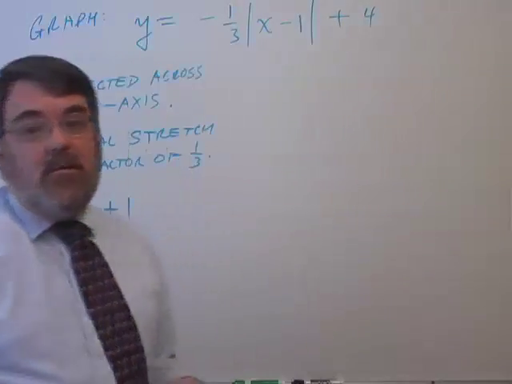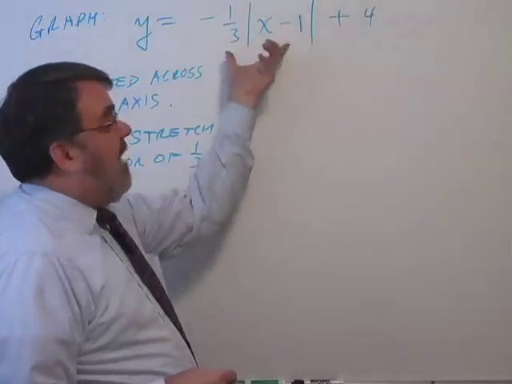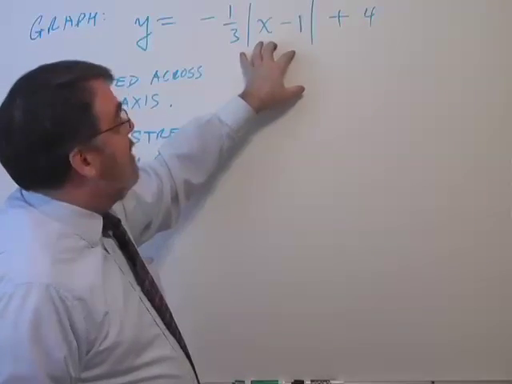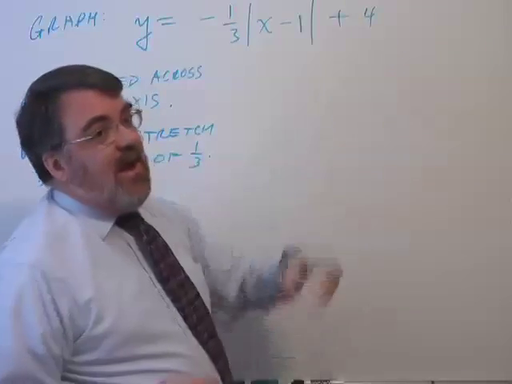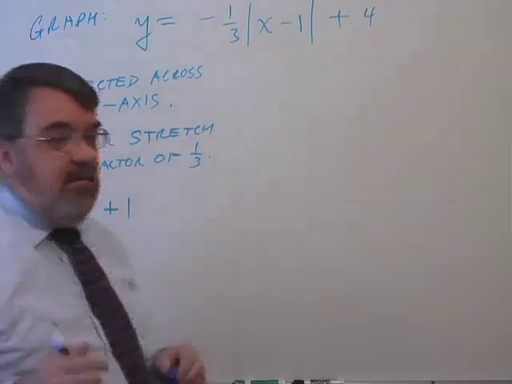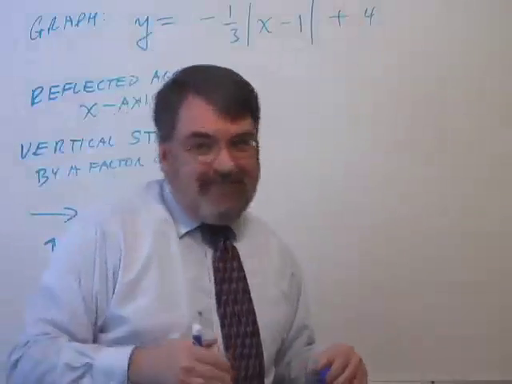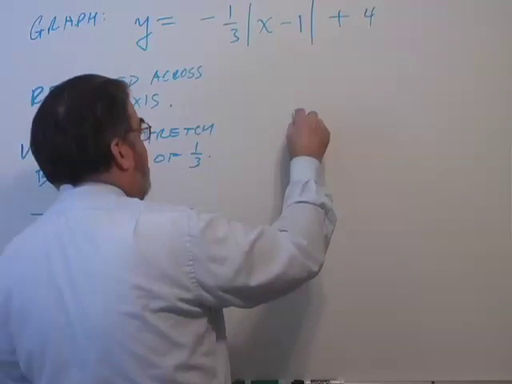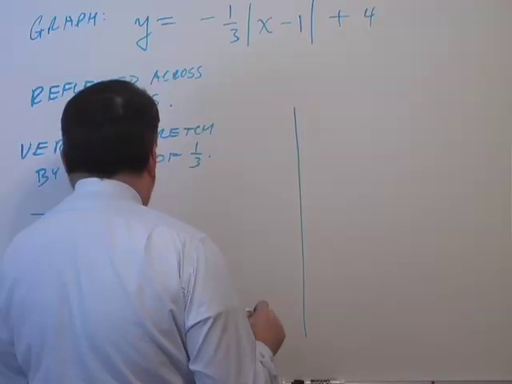And what was the vertical shift? Well, the absolute value function was transformed in 3 ways, and then here's the 4th way. 4 is added to the whole thing. So that was a vertical shift of +4. So it went right 1, up 4. Okay. Now then, let's go ahead and try to graph that.